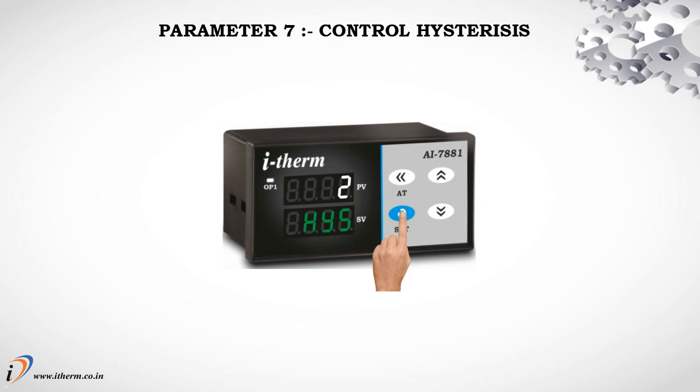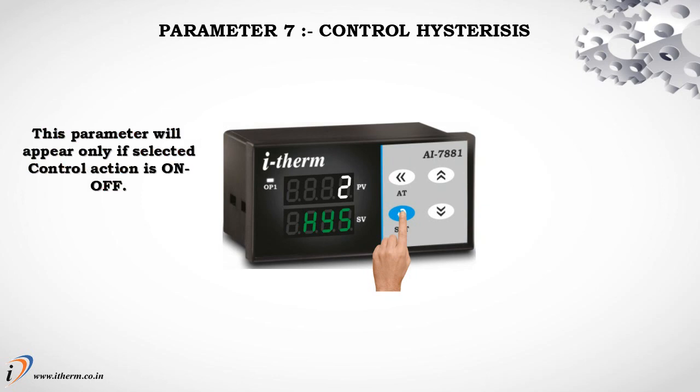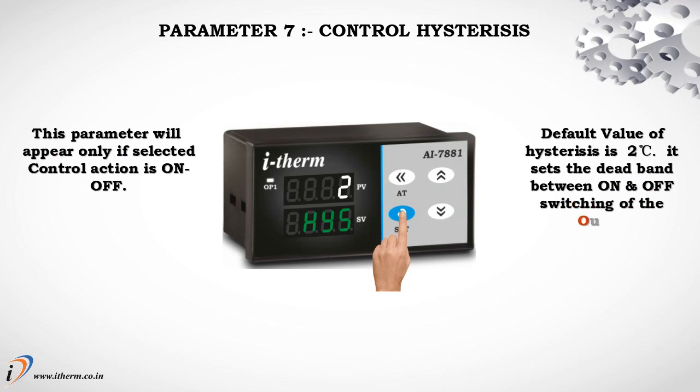Parameter 7, Control hysteresis. This parameter will appear only if the selected control action is on-off. Default value of hysteresis is 2 degrees centigrade. It sets the dead band between on and off switching of the output.